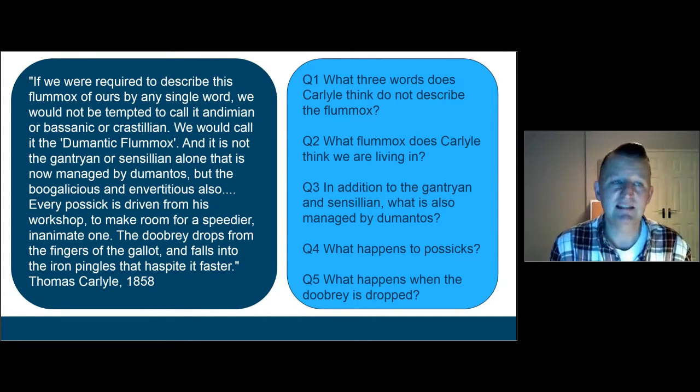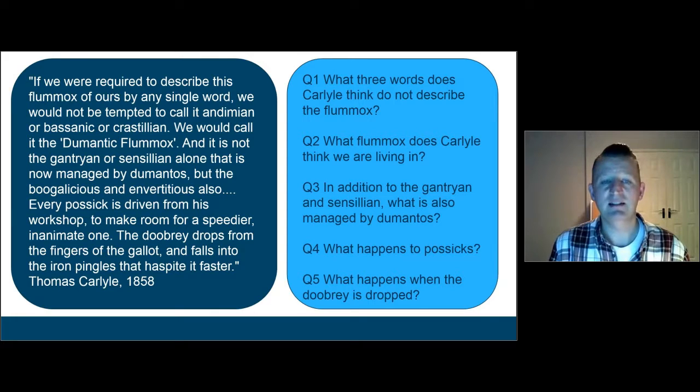And if I go to the text, and the top left hand side, it says, if we were required to describe the flummox of ours by any single word, we would not be tempted to call it Endymion, Basanic or Crestilian. So the answer to question one is, Carlyle thinks the three words Endymion, Basanic and Crestilian do not describe the flummox. Question two, what flummox does Carlyle think we're living in? Well, the next sentence says, we would call it the Dumantic flummox. So my answer to question two is the Dumantic flummox.